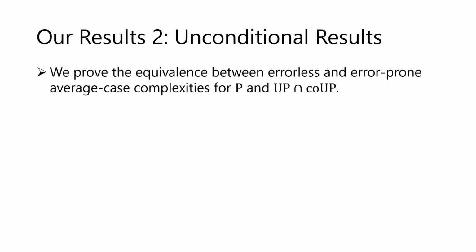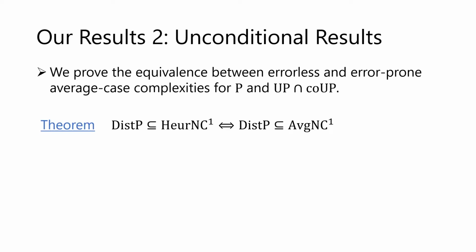The second result is some unconditional result about the equivalence between two average case complexities. We were able to show the equivalence between errorless and error-prone average case complexities for P and UP intersect co-UP. For example, in the case of P, we can show that errorless complexity and error-prone average case complexities are equivalent. For example, in the case of NC1, we can state it in this way.